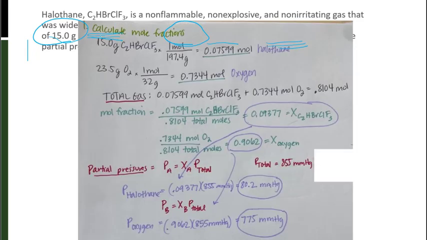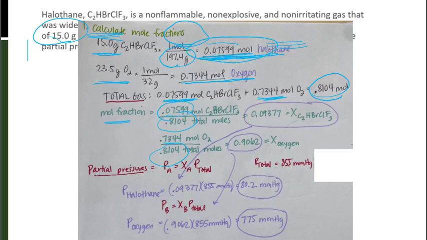First, we need to find our mole fractions. We were given grams of halothane and grams of oxygen, so I'm going to go from grams to moles using those molar masses. I got moles of halothane and moles of oxygen. To find their mole fraction, remember it's part divided by whole. So I added the moles of halothane and moles of oxygen to get total moles, and that's my denominator for both of these. I'm going to take my moles of halothane divided by total to get my mole fraction of halothane. I'm going to do the same with oxygen. I took my moles of oxygen divided by total moles. That's my mole fraction for oxygen.